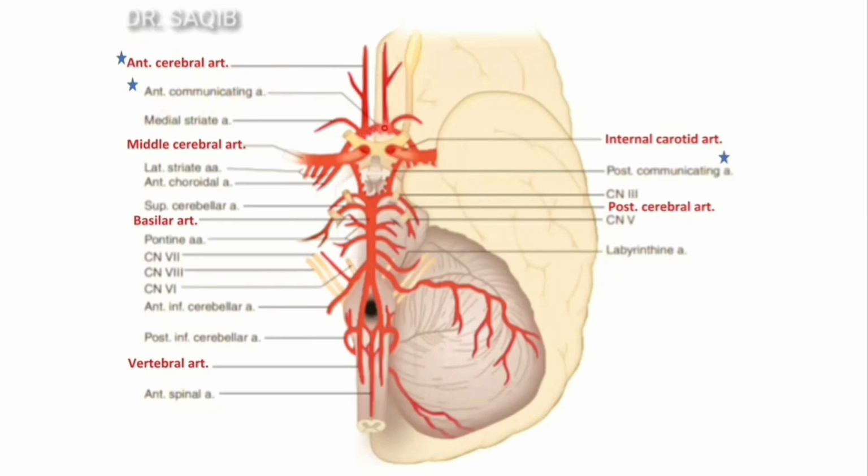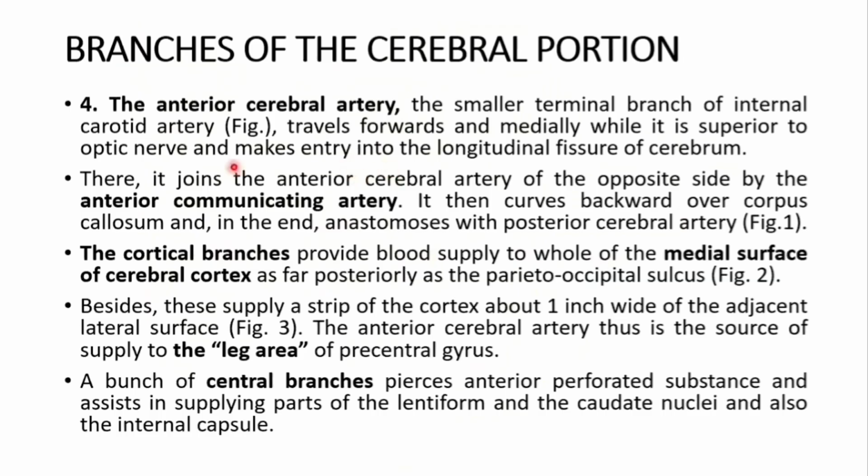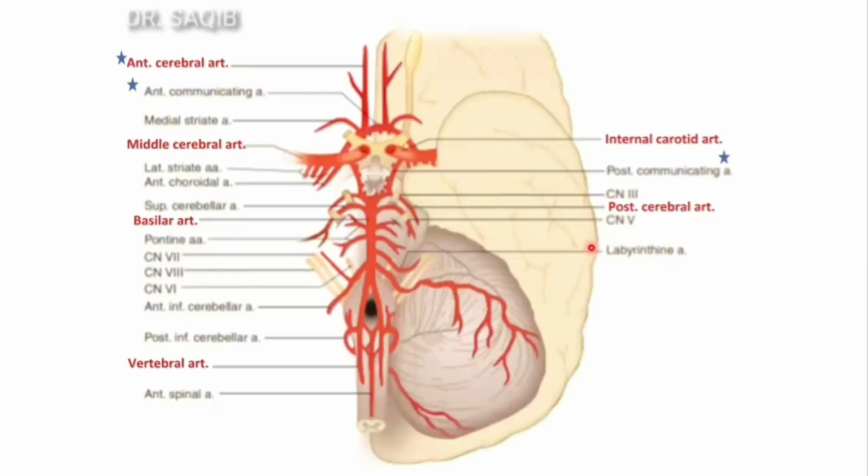This is the anterior part of the formation of the circle of Willis here. This is the circle of Willis. It then curves backwards over the corpus callosum and in the end anastomoses with the posterior cerebral artery. Right here, this is the posterior cerebral artery, and here it anastomoses with that.